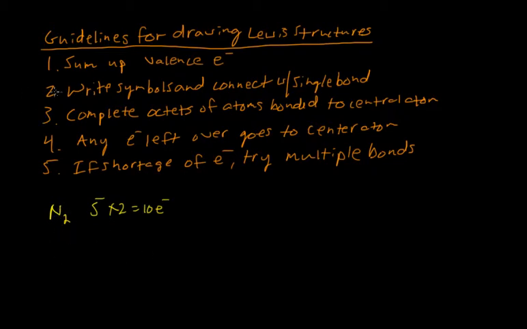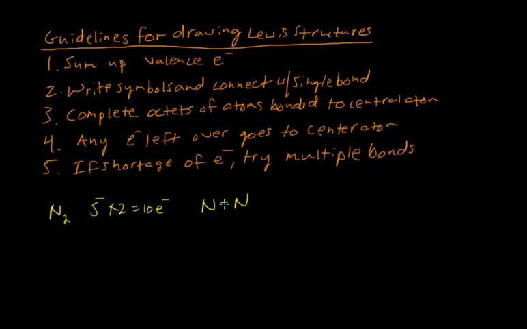The second guideline says write the symbols and connect them with a single bond. So let's go ahead and do that. The symbol is N, and another symbol is the other N, so we'll connect them with a single bond. A line represents a pair of electrons, or 2 electrons, where they are bonded together. Number 3 says complete the octets of atoms that are bonded to the central atom. We don't really have one particular central atom here, but we can go ahead and attempt to complete the octets.